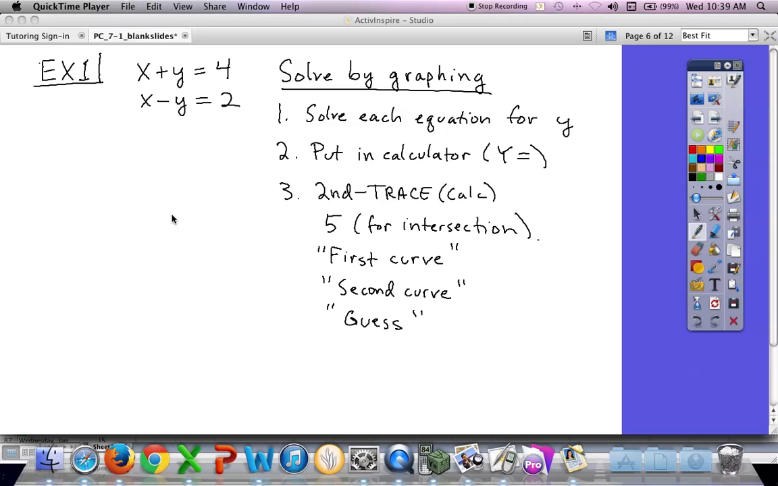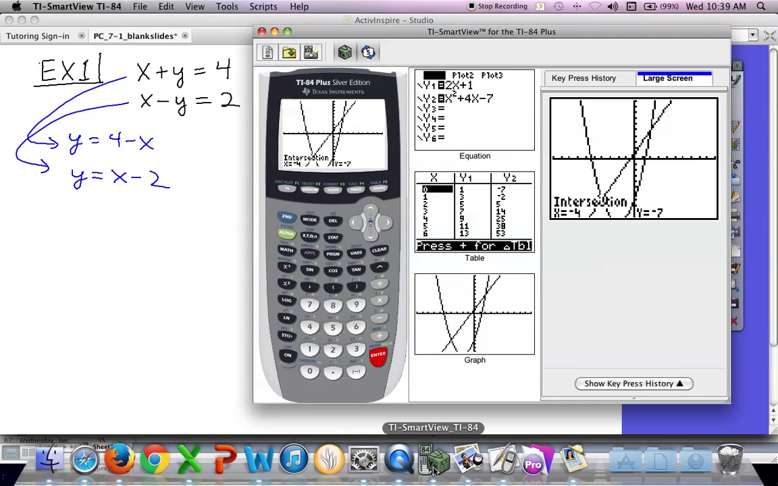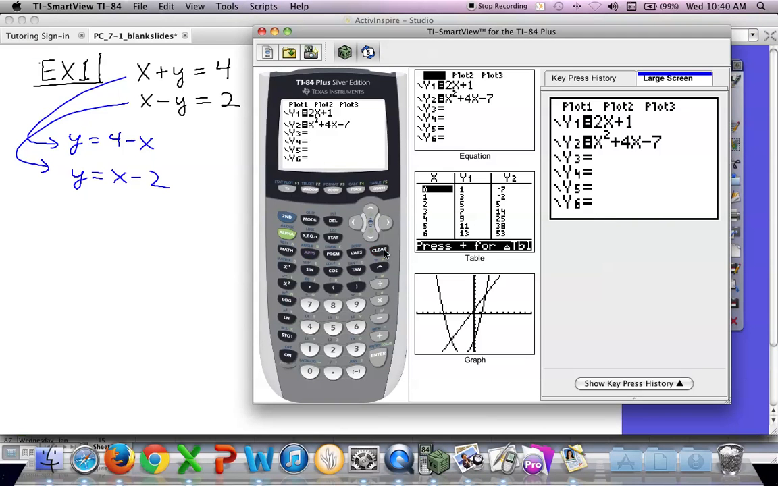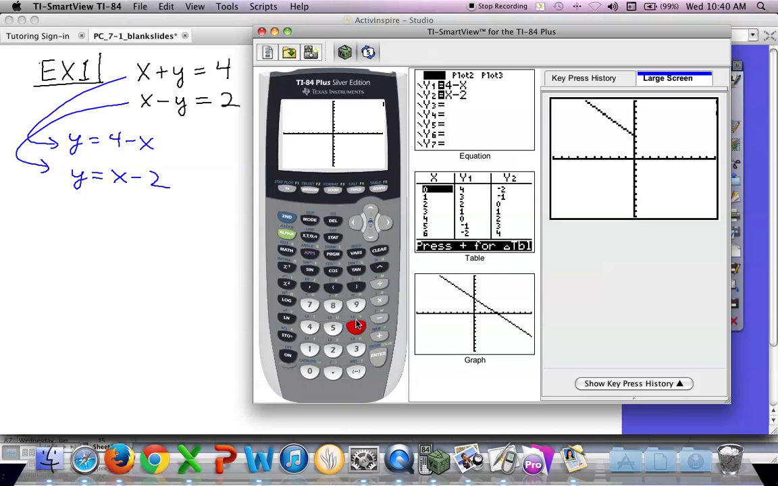So I would have to solve both of these for y as the first step, right? This one is y equals 4 minus x. This one is y equals x minus 2. That's what you put into the calculator. So let me put in 4 minus x and x minus 2. And then I'm going to graph and look for the intersection points, right? And how many intersection points do we see?